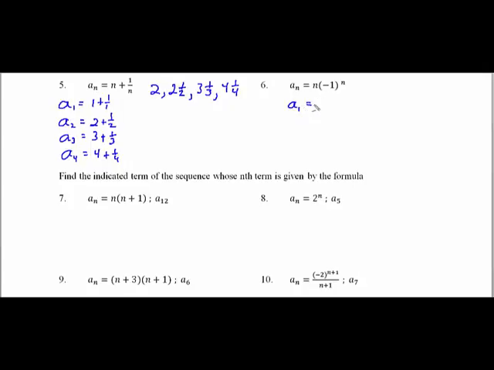All right, so a sub 1. I'm going to plug 1 in for this, and then my negative 1 is going to get raised to the first power. So we do order of operations. Negative 1 to the first power is negative 1 times 1 is negative 1.